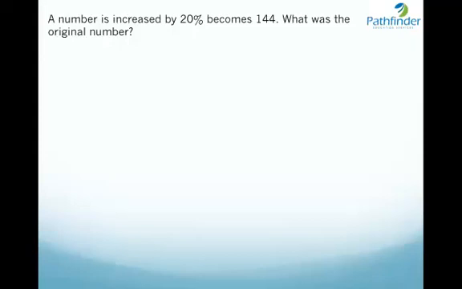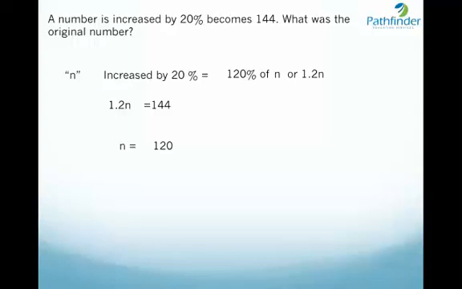Say a number is increased by 20% and becomes 144. What was the original number? We've seen just now that when a number is increased by 20%, it becomes 120% of itself or 1.2 times itself. So what do we have? If n is a number and when n is increased by 20%, it becomes 120% of n, that is equal to 1.2 n. And what is the value of 1.2 n? The value of 1.2 n given in the question is 144. So n is equal to 120.